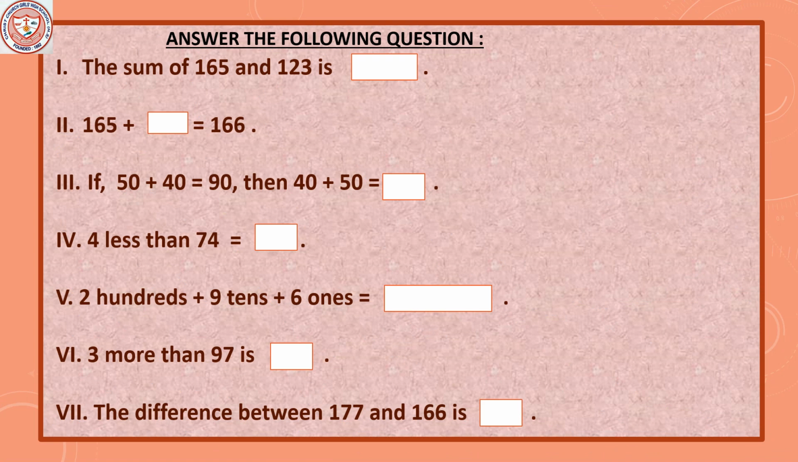Number 1. The sum of 165 and 123 is dash. Sum of means you have to add them, isn't it? Number 2. 165 plus dash is equal to 166. Number 3. If 50 plus 40 is equal to 90, then 40 plus 50 is equal to what? Number 4. 4 less than 74 is equal to what? Number 5. 2 hundreds plus 9 tens plus 6 ones is equal to what? Number 6. 3 more than 97 is what? Number 7. The difference between 177 and 166 is what? Difference between means you have to subtract them, isn't it?